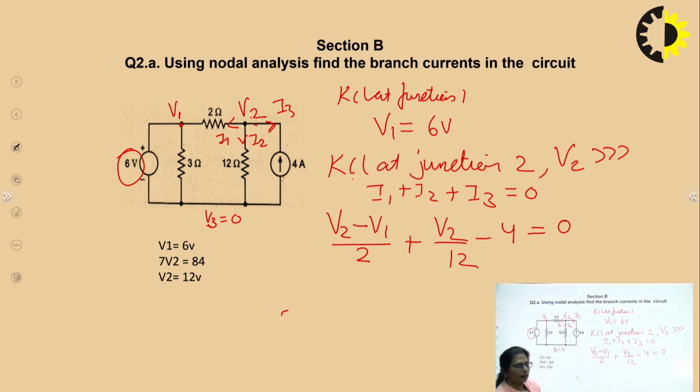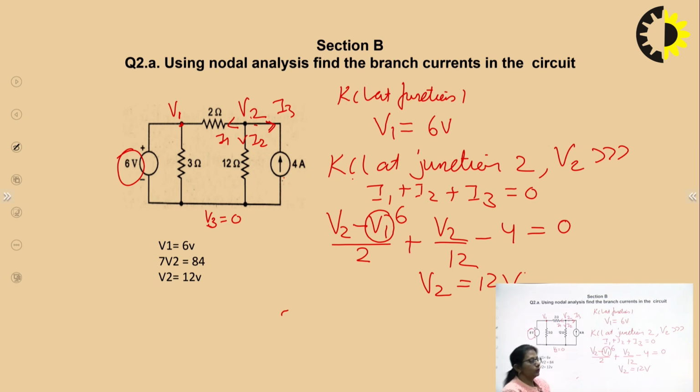Solving this equation, once again V1 we know: V1 is equal to 6 volts. Substituting V1 as 6, this becomes (V2 minus 6) upon 2, plus V2 upon 12, minus 4, equals 0. Solving the equation, we get V2 as 12 volts.